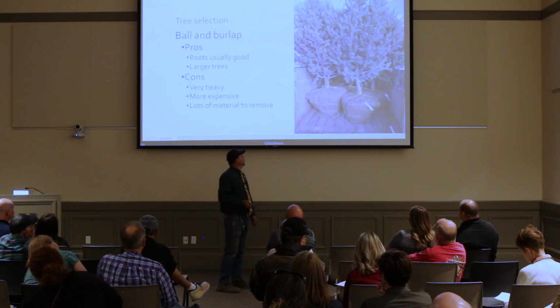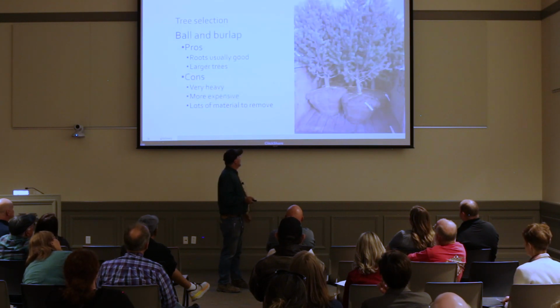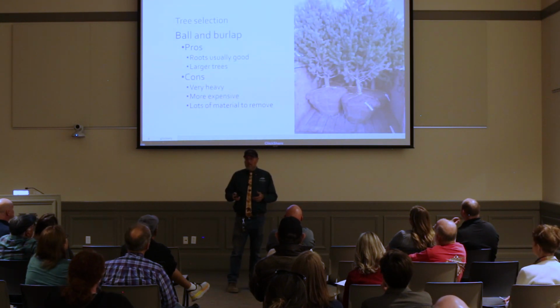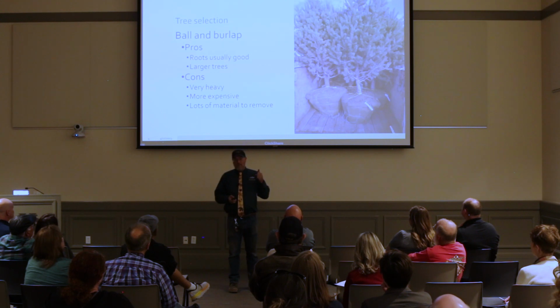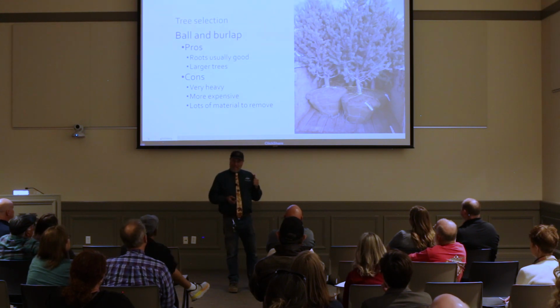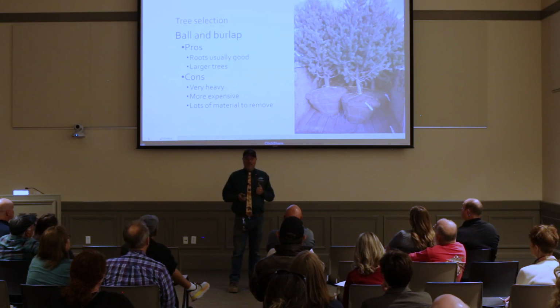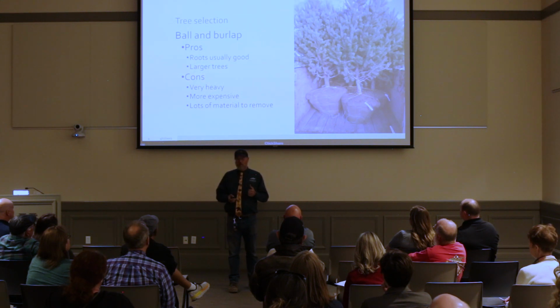So ball and burlap is another way you can buy trees. They tend to be really expensive this way. They tend to be really heavy. And there's a lot of material that you have to remove, because you've got to remove that burlap, and you have to remove at least the top two-thirds of that wire cage.